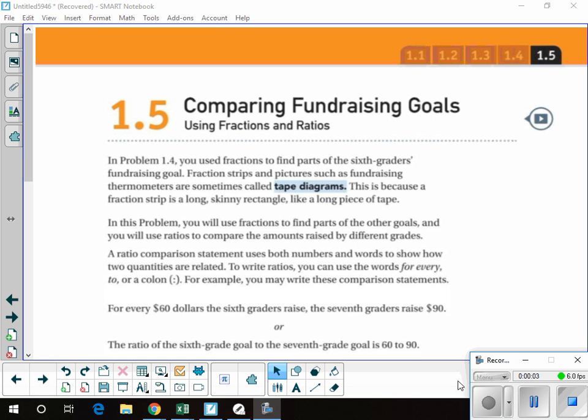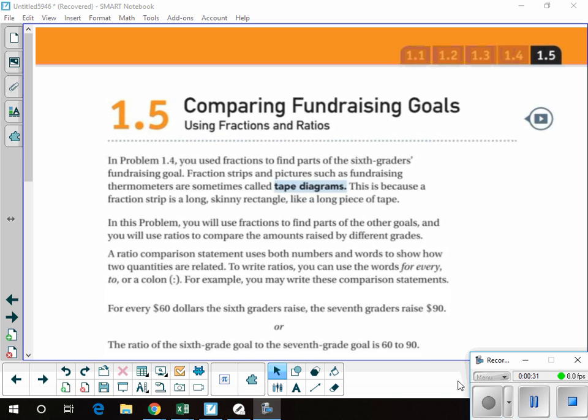Hi, crew. So today we're going to continue our discussion about using ratios, which we love so much. And our goal today is how can we use ratios to compare quantities. So we're going to use them to be able to compare different goals from the fundraiser that we've been talking about all week long. Before we do that, we need to do a little bit of reading today.